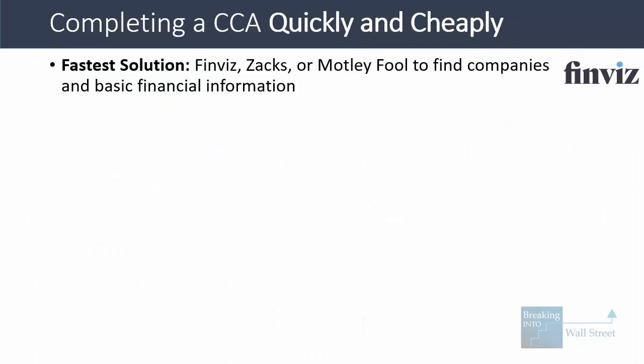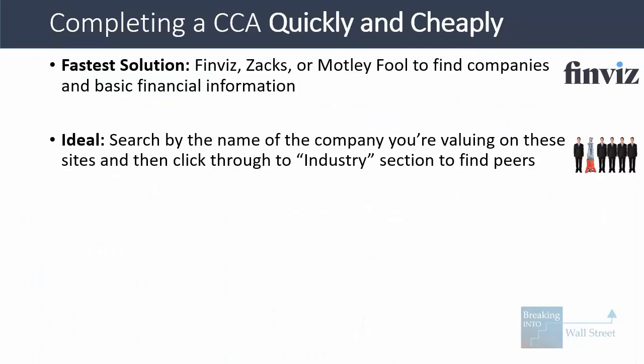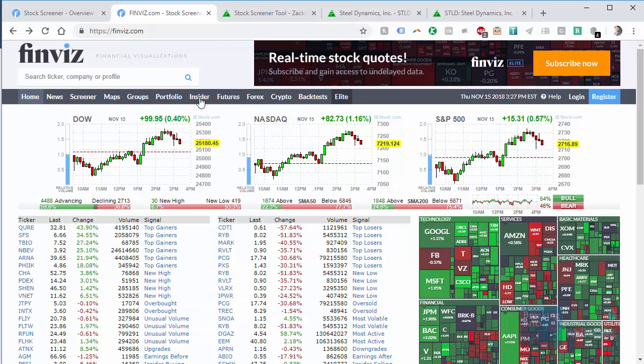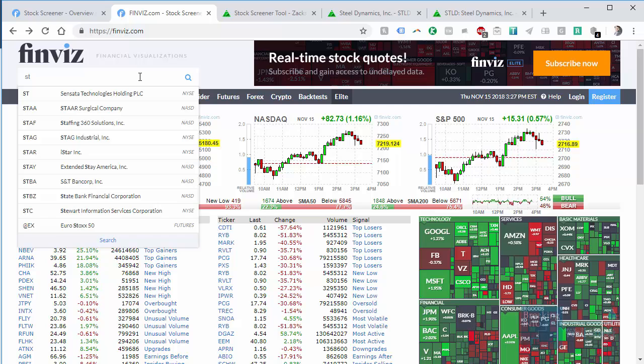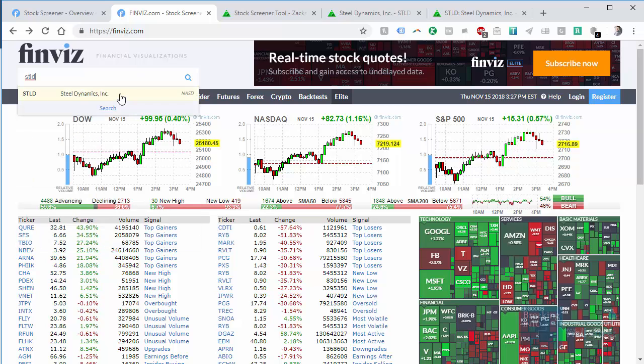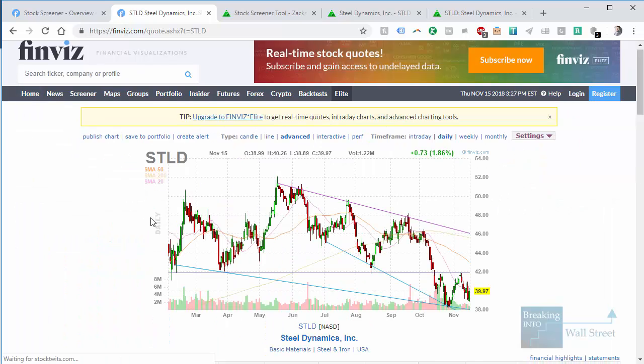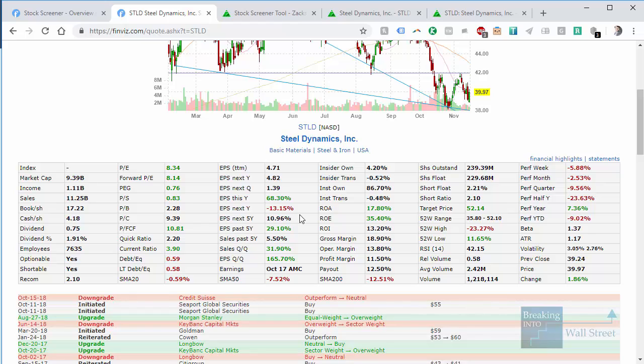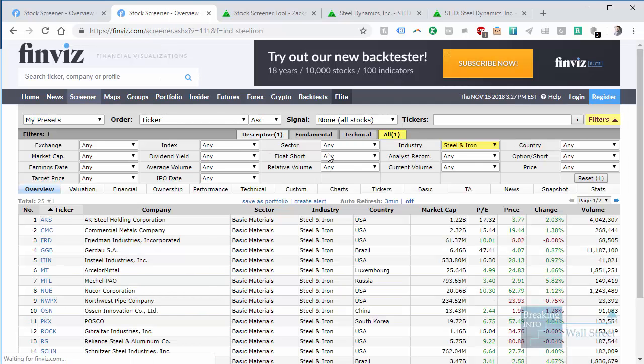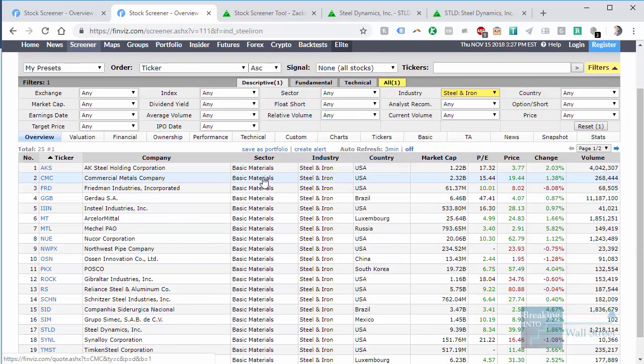But sticking to our example with FinViz here, usually the path of least resistance is to search by the name of the company you're valuing and then click through to the industry section or the industry name to find peer companies. So with FinViz, for example, if we enter STLD for Steel Dynamics, that's their ticker, we get a page that lists all the financial information for them. If we then click on steel and iron right here as the relevant industry, we can see all these companies.